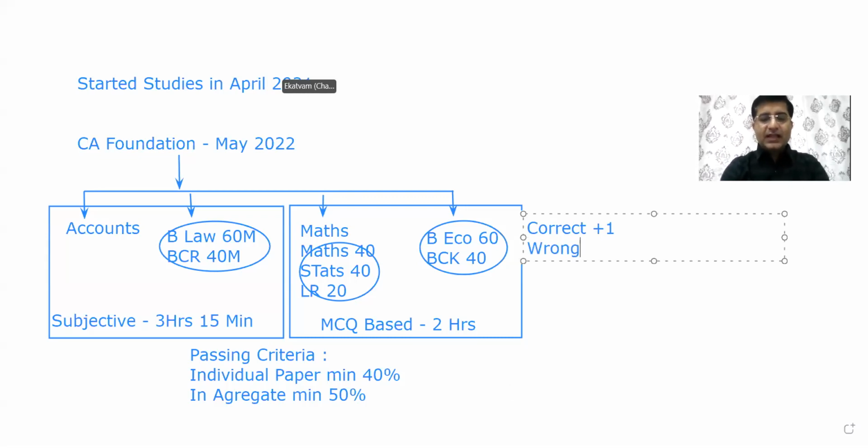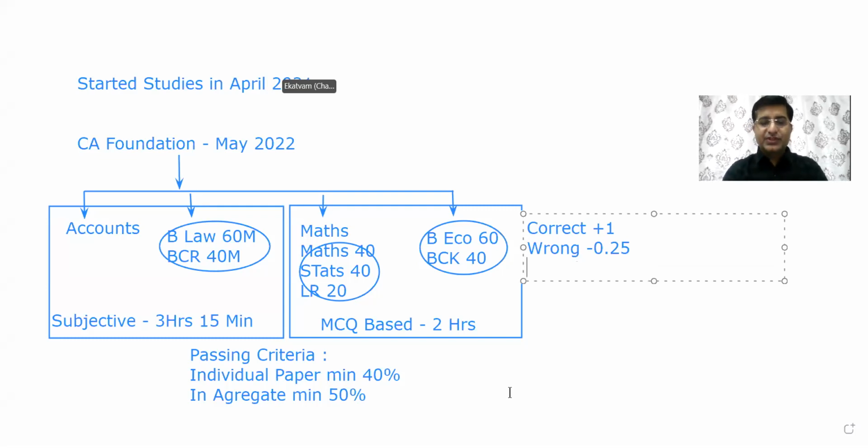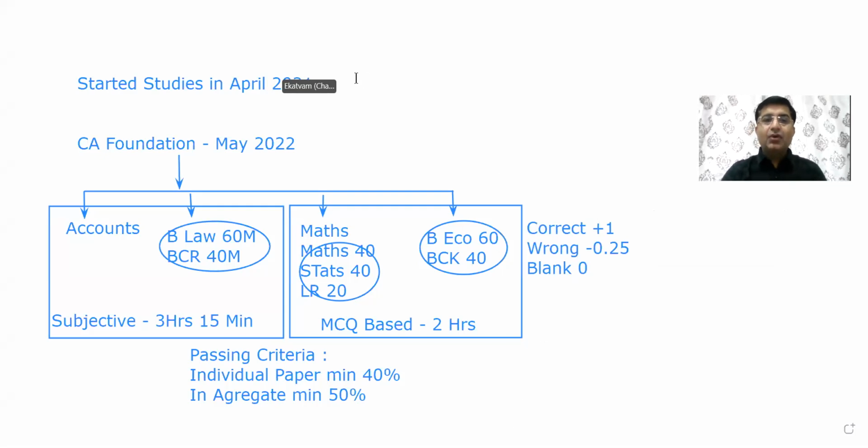If you give wrong answer, then you get -0.25 for each wrong answer. That is -1 for each 4 questions. And if you keep any answer blank, then there is no addition, no deletion. This is applicable only for the subject of maths and business economics and BCK. This is not applicable for the other subjects. All right, I'm talking about these points, if you remember.